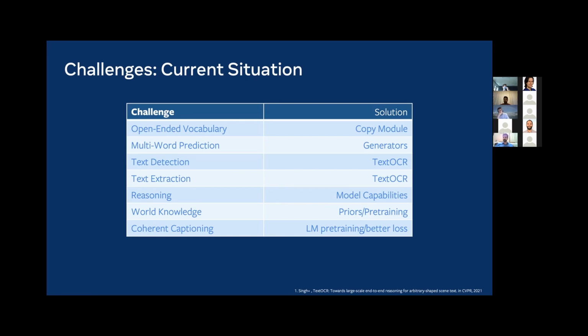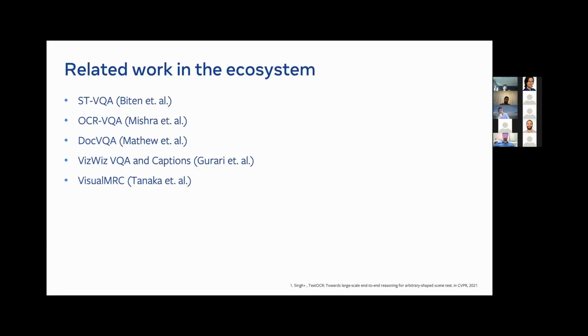For reasoning, we are still relying on model capabilities such as transformers and something else. For world knowledge, we are relying on priors that come with BERT or any sort of pre-training that we are doing. And for coherent captioning, we are focusing on LM pre-training and any better losses that we can add here. I don't think this talk is complete without mentioning the related work in the ecosystem, which has pushed this field much forward. This includes work such as ST-VQA, OCR-VQA, and DocVQA, including from the organizers of this workshop. A lot of datasets have come out since we released TextVQA and TextCaps in the start.